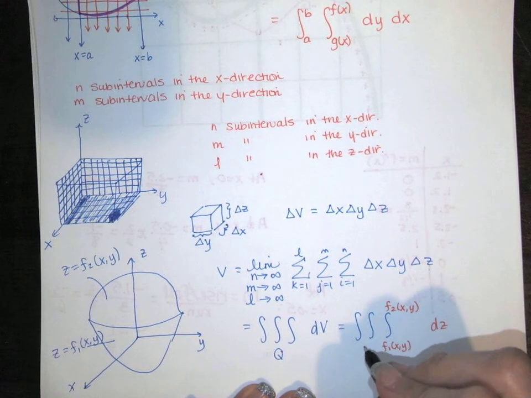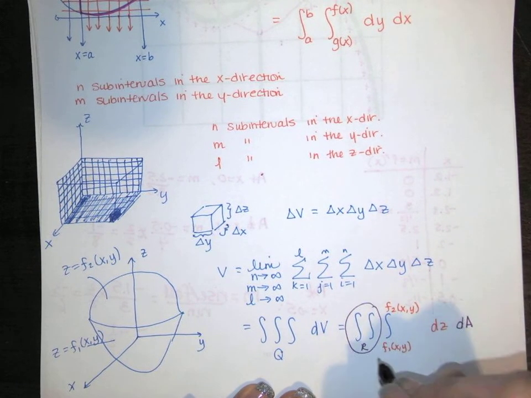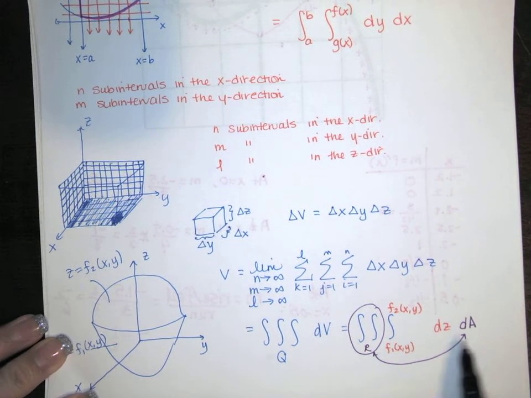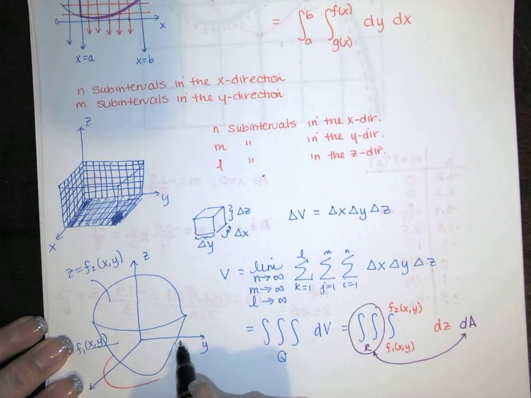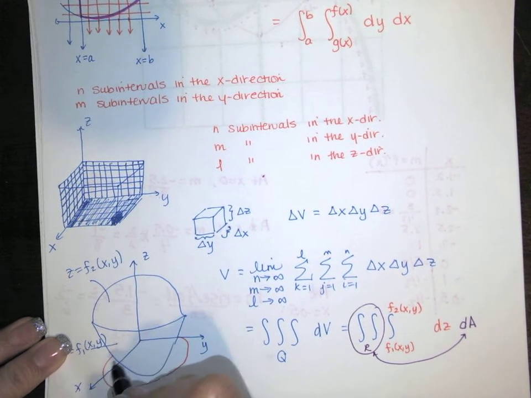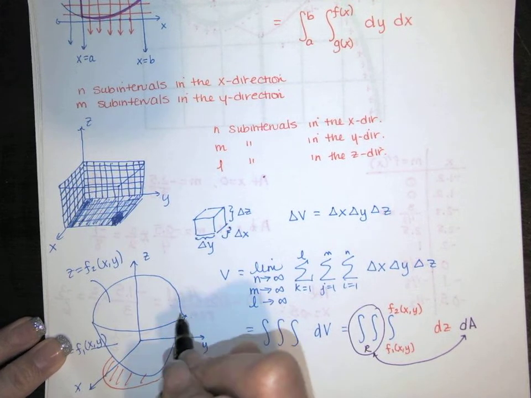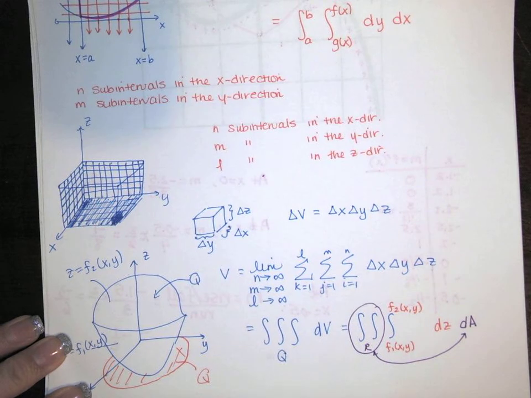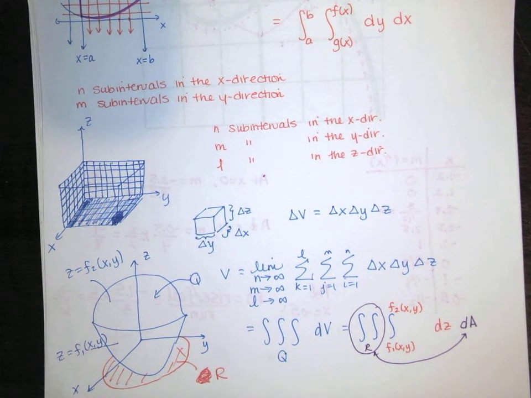And I'm going to take a shortcut. This goes with dA, and dA can be dx dy or dy dx, but we're describing that region R, and that region R is the projection of our solid region Q onto the xy plane. Oh, this is Q, sorry. The interior of that is Q, and this is not Q, this is R. So the projection of Q onto the xy plane.